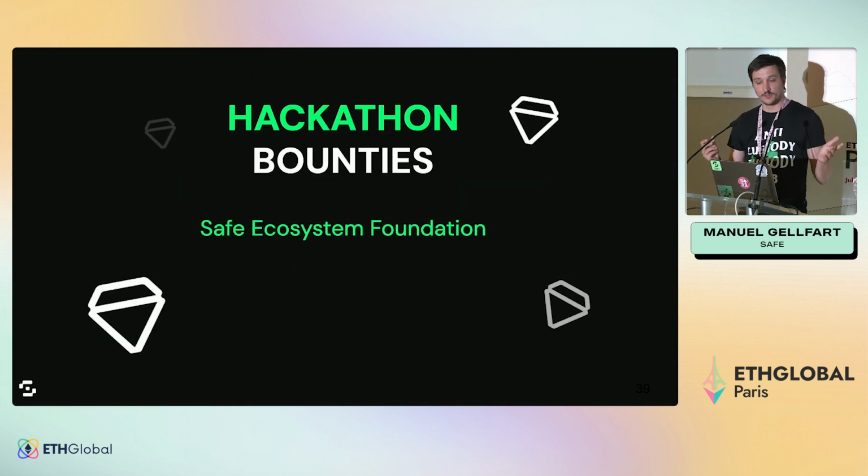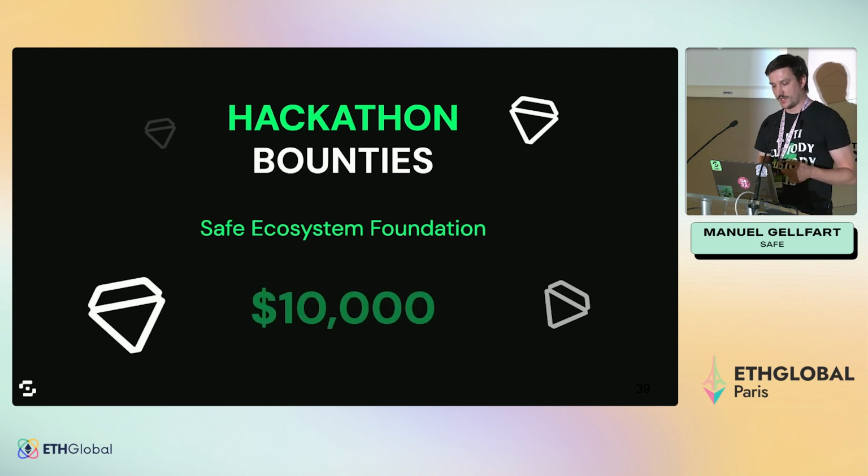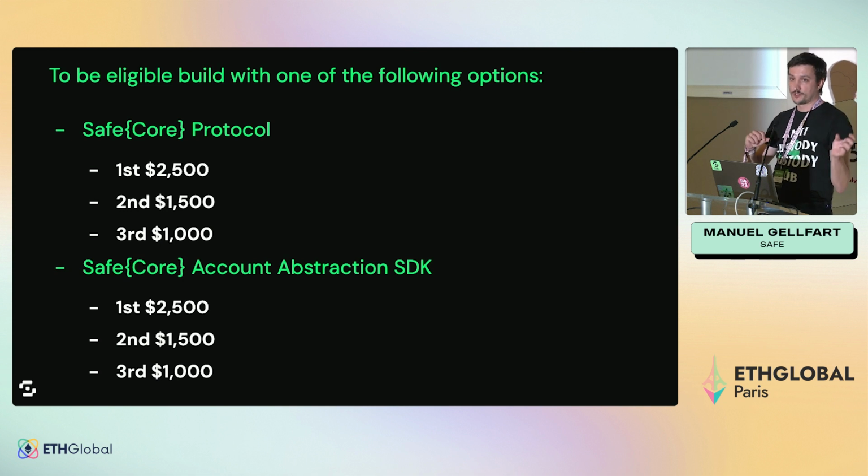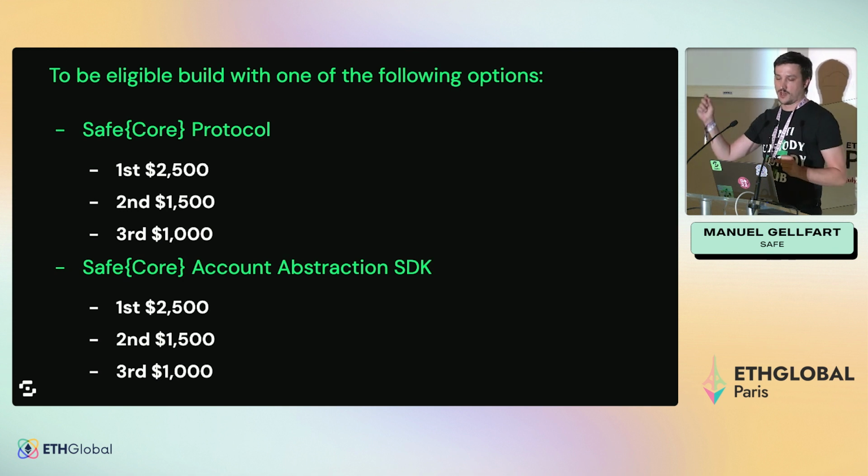I'll talk about the hackathon. This year we have $10,000 in hackathon bounties from the Safe Foundation, and they're split between these two projects I presented. If you want to be eligible for the bounties, you have to build either on top of the Safe Core protocol or the Safe Core Account Abstraction SDK. The bounties have the same tiers on both projects, but they're separate bounties for each project. So you can decide what you want to build on if you want to build for Safe.